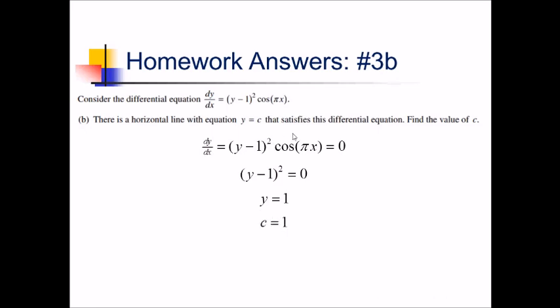Now the other possibility up here is that cosine of pi x equals 0. But this is only going to talk about an x value. It's not really going to tell us what y equals. So we don't really consider that part of our equation.